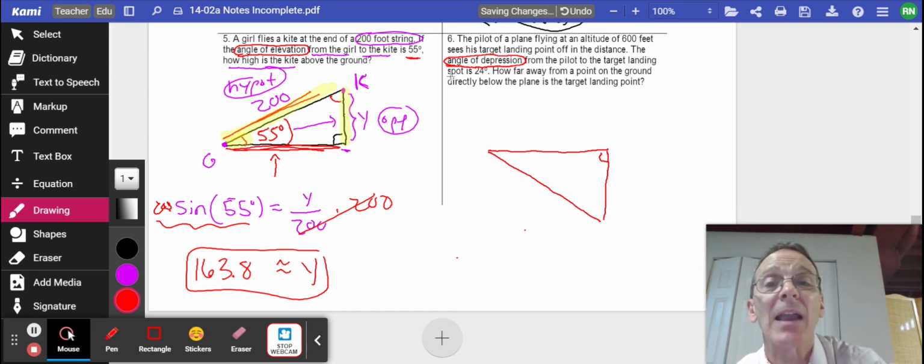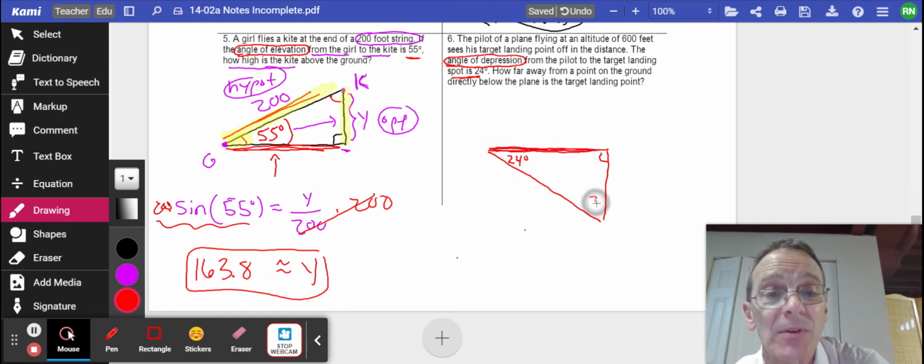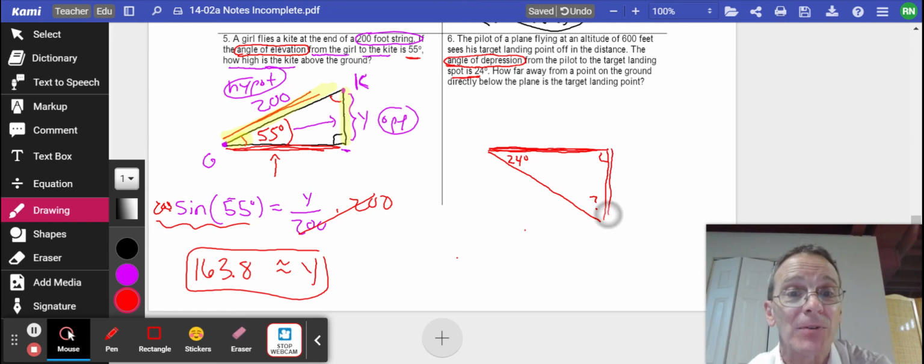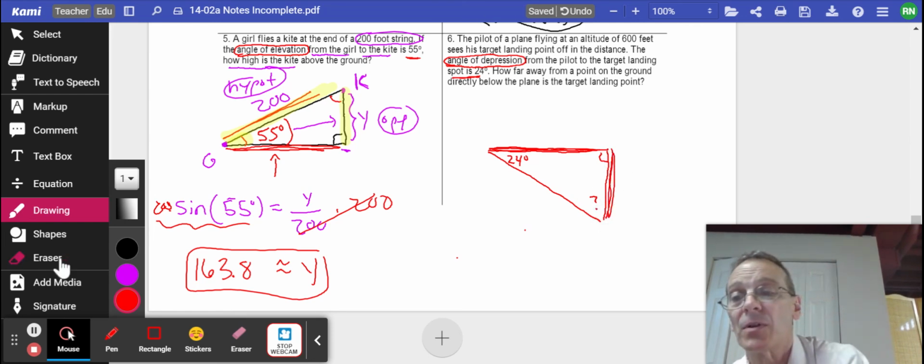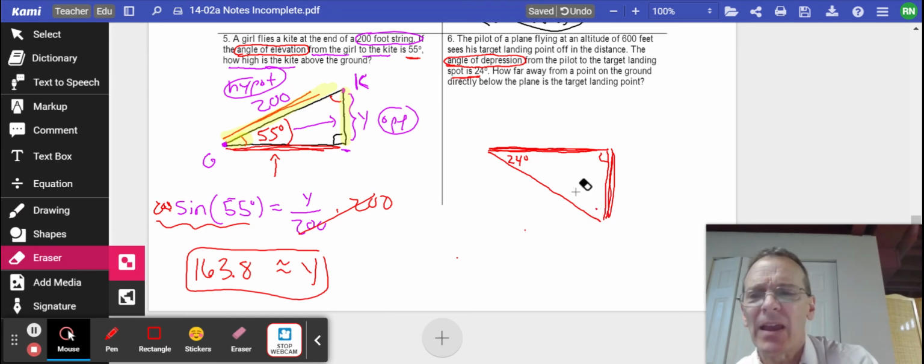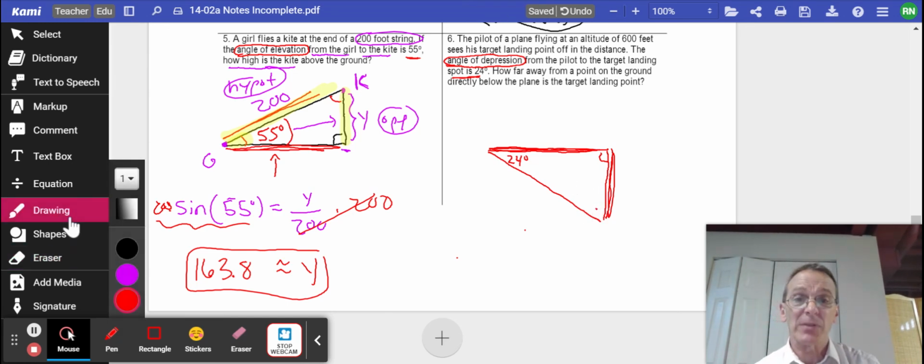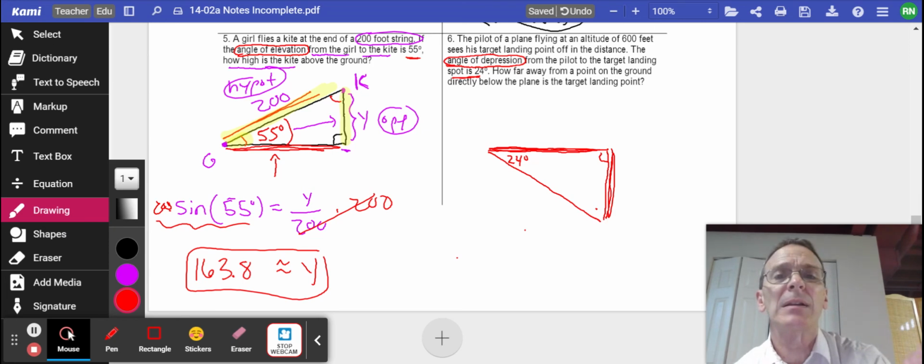And I'm going to put my angle of depression, which I'm told is 24 degrees, right there, because that's the acute angle with the horizontal side in it. Here's another acute angle down there, but that's got a vertical side in it, not a horizontal. So 24 degrees goes there, and that really looks like a 24-degree angle, so that's good. Now, what else goes elsewhere?